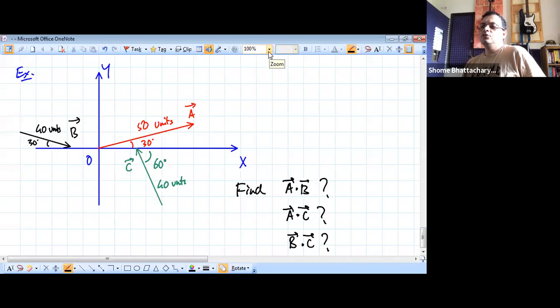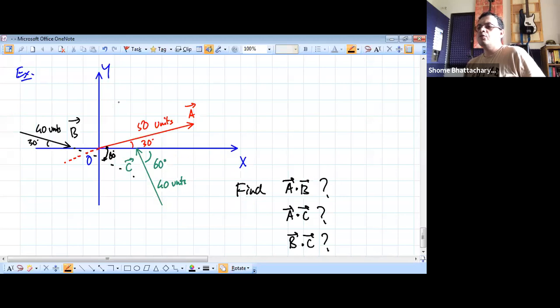So see, the first thing we should do here is that we should understand the angle between the given vectors more carefully. To do that, we can do a number of things. For example, we can produce this line of B forward like this and produce the line of A backwards like this, and we can understand what is the angle between them. So this angle between A and B, how much will it be? 30 plus 30, 60, right? That's one way to understand it.